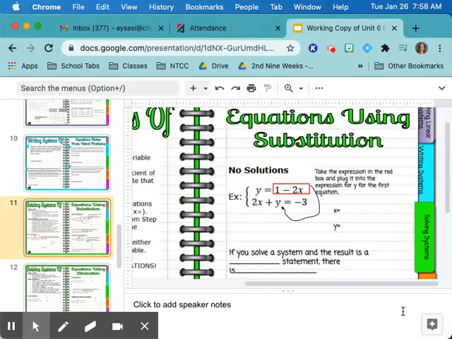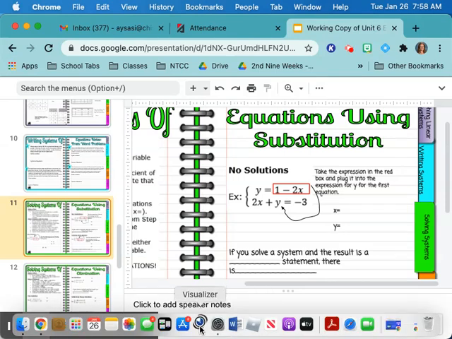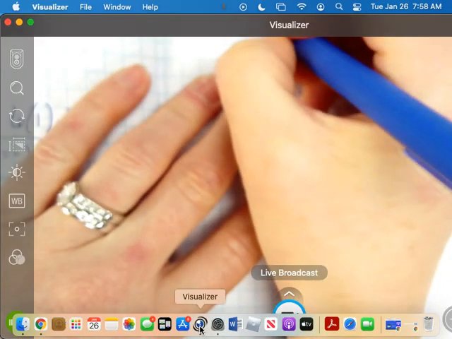Okay, we are doing more solving equations by substitution. So you should have turned in yesterday's 2 problems. And we are going to go through this problem. So go ahead and label the name on your next page. Substitution day 2. Slide 11.